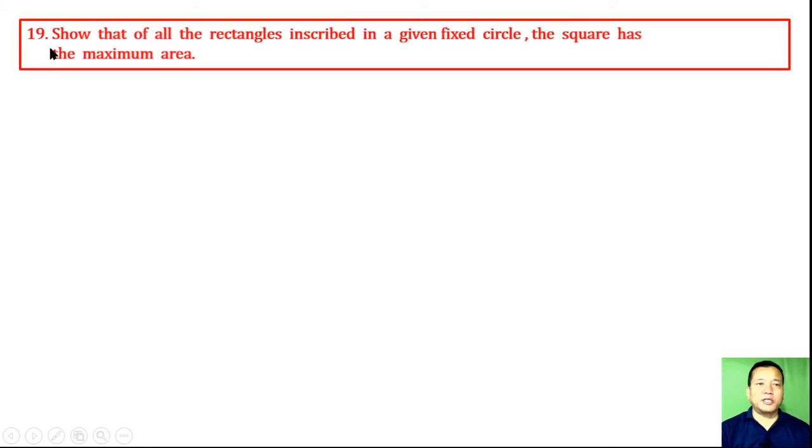For question number 19, show that of all the rectangles inscribed in a fixed circle, the square has the maximum area.